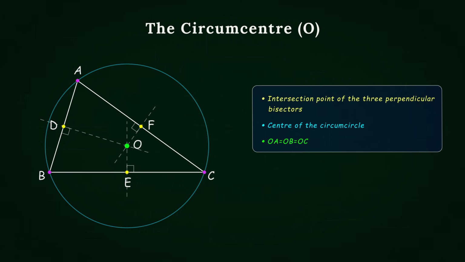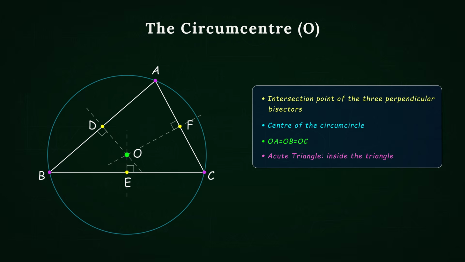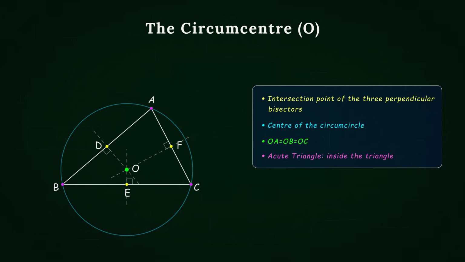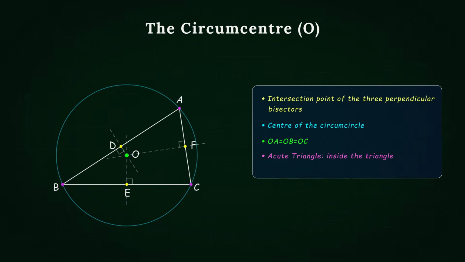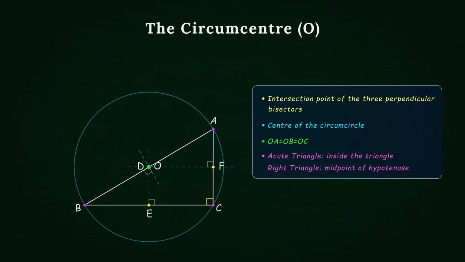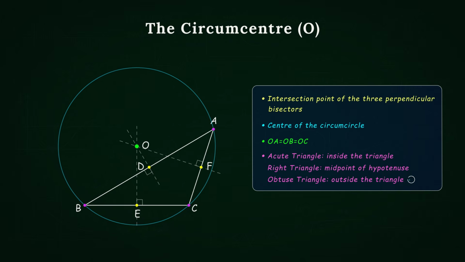Now let's see where the circumcenter is located in different triangles. First, the acute triangle. In an acute triangle, the circumcenter is located inside the triangle. Next, the right triangle. In a right triangle, the circumcenter lies at the midpoint of the hypotenuse. Finally, the obtuse triangle. In an obtuse triangle, the circumcenter lies outside the triangle. That's the circumcenter. Now let's move on to the incentre.